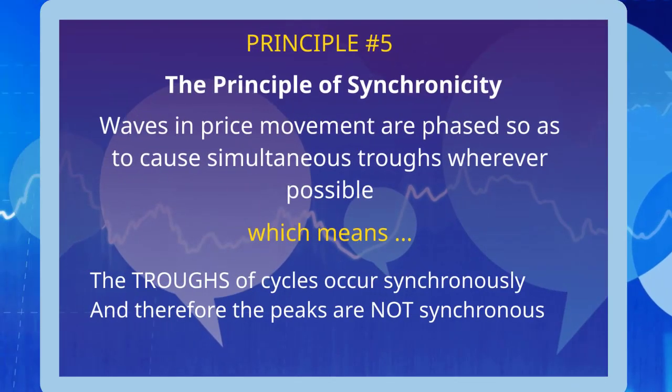Now let's move on to the principle of synchronicity. This principle tells us that waves in price movement are phased so as to cause simultaneous troughs wherever possible. Phasing means very simply where we are in the progress of each cycle, moving from a trough to the peak. So it is where that cycle is positioned relative to time. And so this principle means that the troughs of cycles occur at the same time or synchronously, and therefore, very importantly, the peaks are not synchronous.